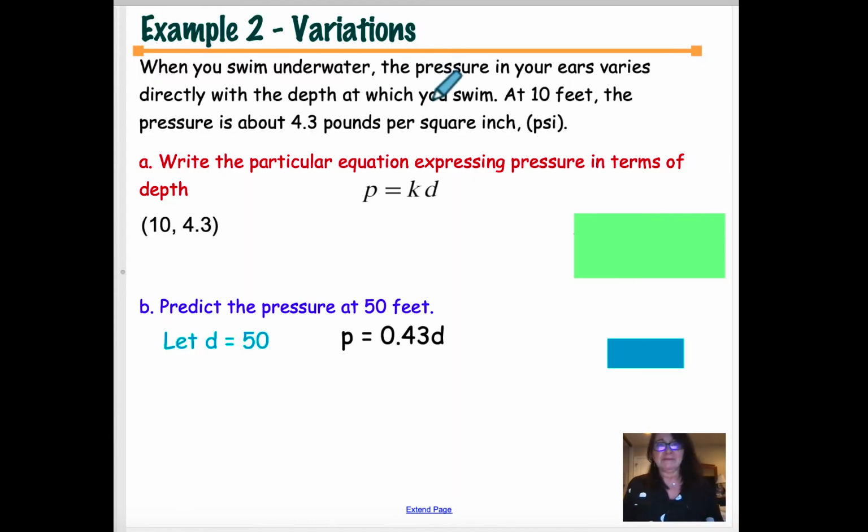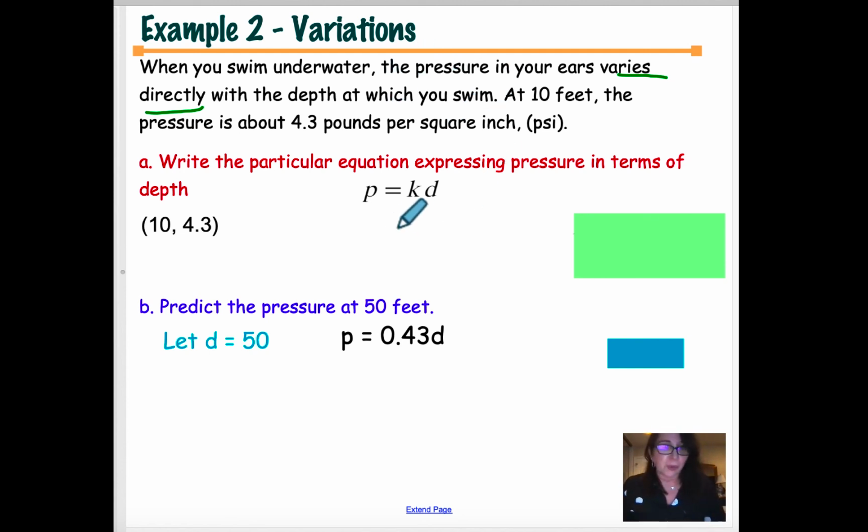Here's another one. So for all our swimmers out there, when you swim underwater, the pressure in your ears varies directly. So this is saying, hey, we're varying directly. We're not doing something where it's multiplied, squared, or in an inverse. In this problem, we are varying directly with the depth at which you swim. So at 10 feet, the pressure is 4.3. This is just 10, 4.3. And D is your distance going down.